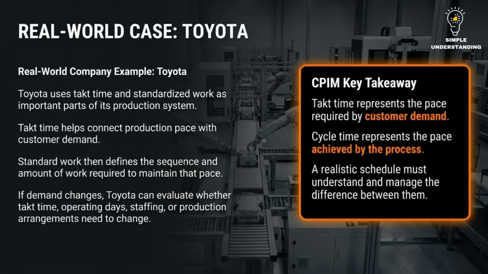Real-world company example: Toyota. Toyota uses takt time and standardized work as important parts of its production system. Takt time helps connect production pace with customer demand. Standard work then defines the sequence and amount of work required to maintain that pace. If demand changes, Toyota can evaluate whether takt time, operating days, staffing, or production arrangements need to change. CPIM key takeaway: takt time represents the pace required by customer demand. Cycle time represents the pace achieved by the process. A realistic schedule must understand and manage the difference between them.